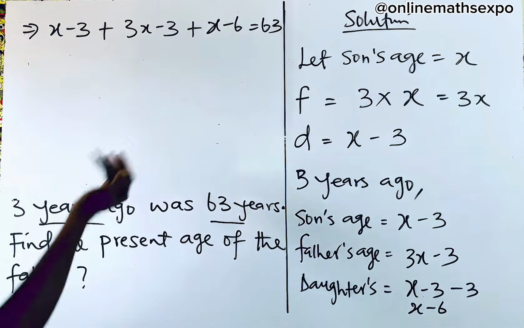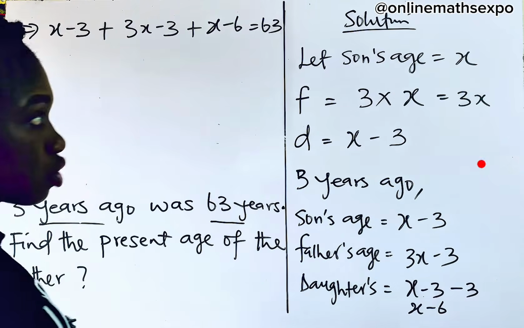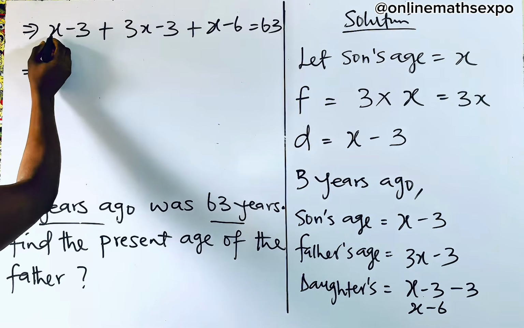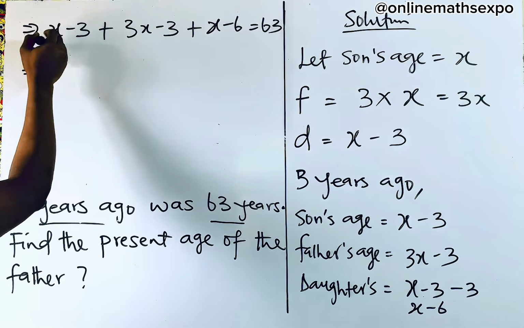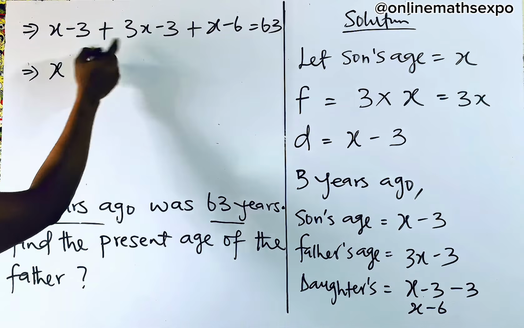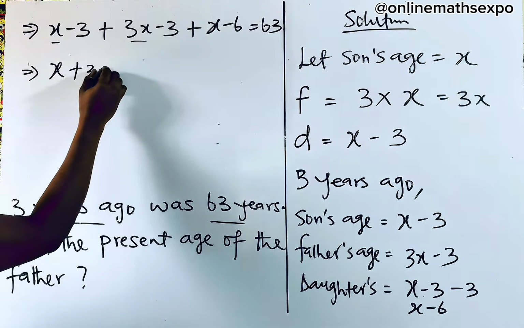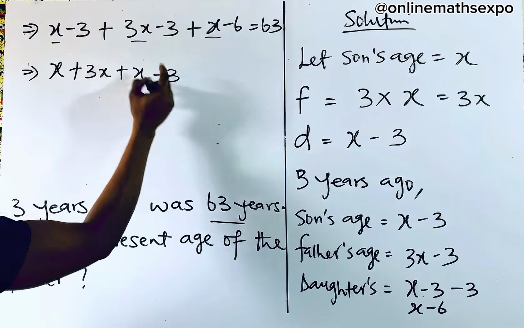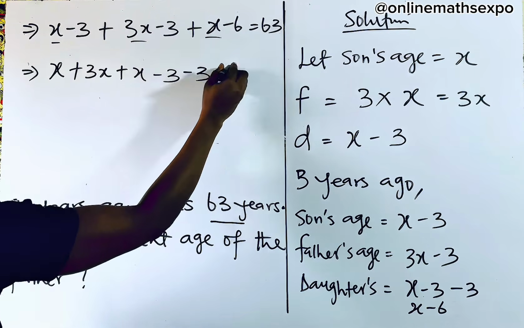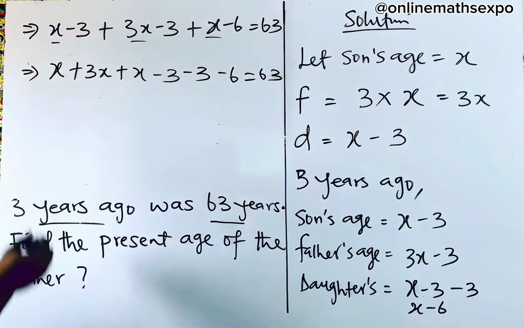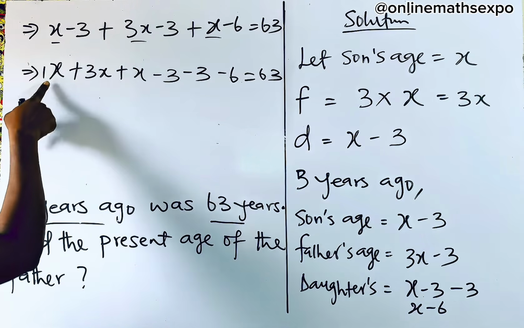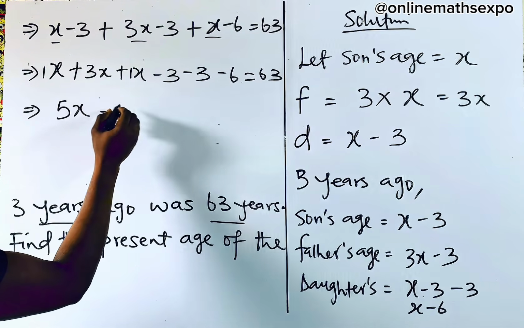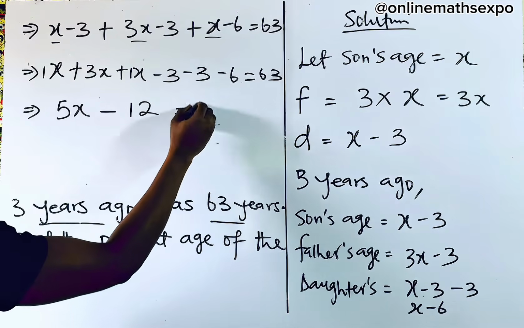Did you see that? So you just solve this using the idea of what you've learned so far on linear equations. Just collect like terms. Remember this x has a positive, so it's positive. So we have x, then collect this 3x, collect this x again, you have x, then bring these ones together, you have minus 3, minus 3, minus 3, which is equal to 63. Keep solving. Remember, this is positive 1. If you add this, it will give us 5x. Then this will give us negative 12, and is equal to 63.